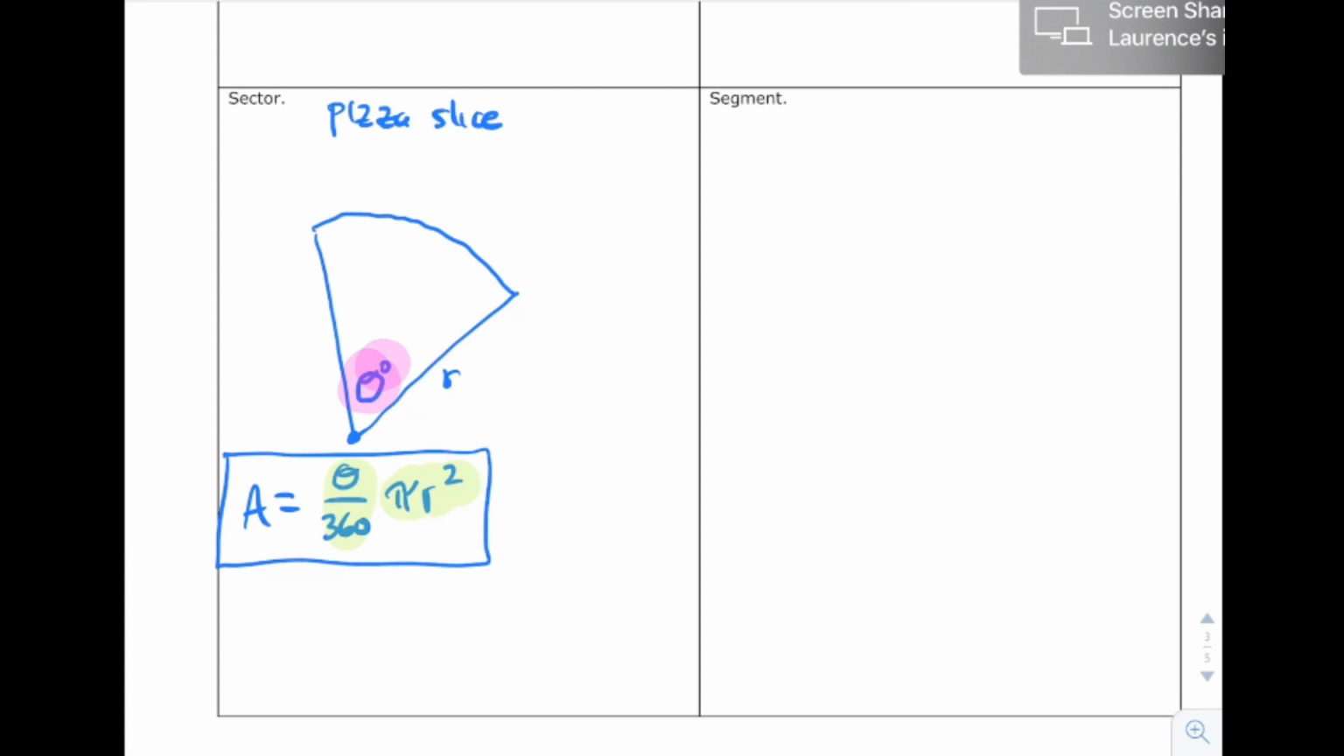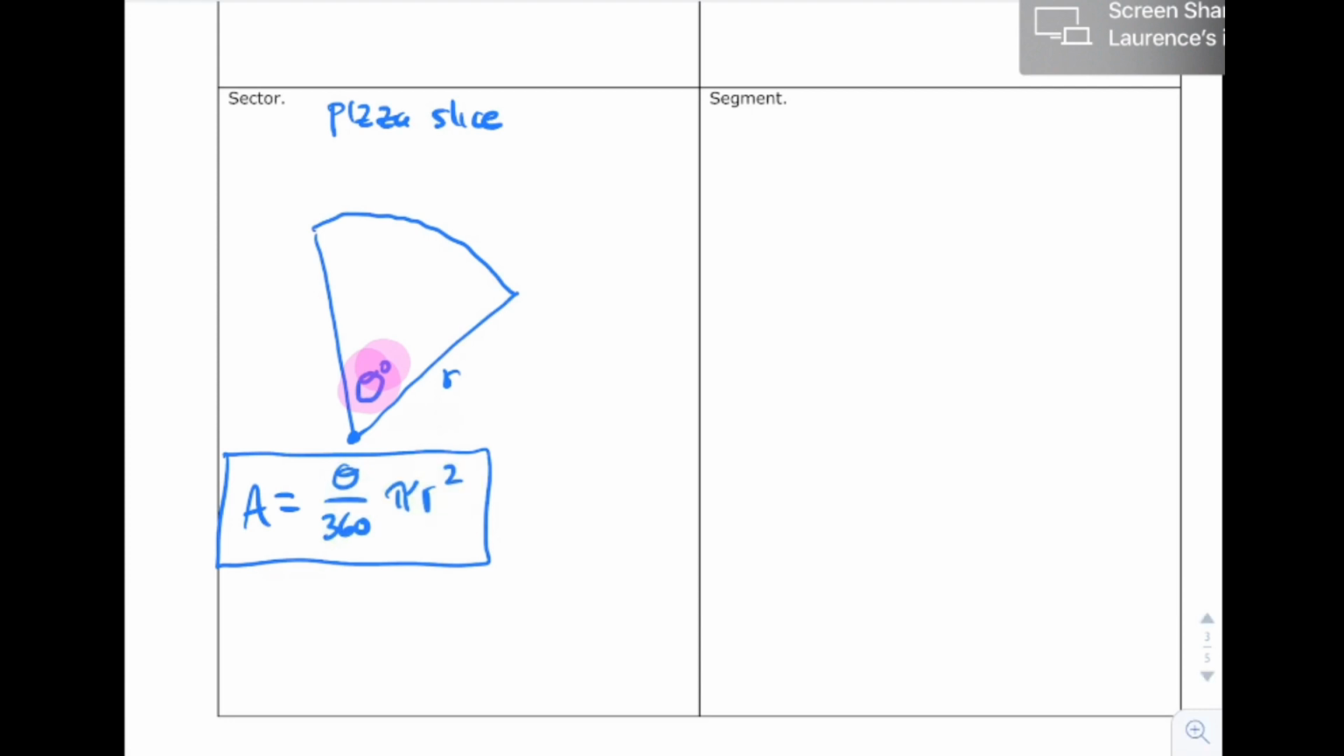If, for example, theta was 60 degrees, I would have 1/6 of a circle, right? Trying to draw it so everything is 60 degrees. There we go, everybody 60 degrees. You've got 1/6 of a circle. And so that's why you multiply by 60 over 360, which is 1/6. So that theta over 360 is just the ratio of how much of a circle I have here.